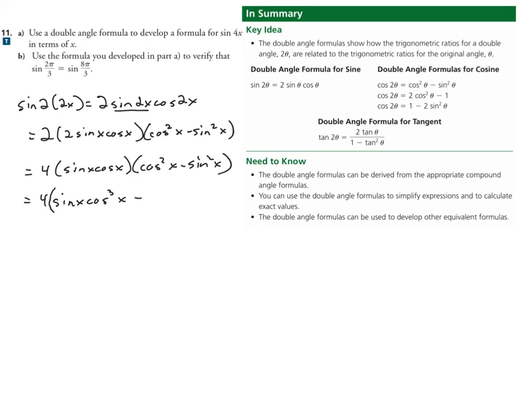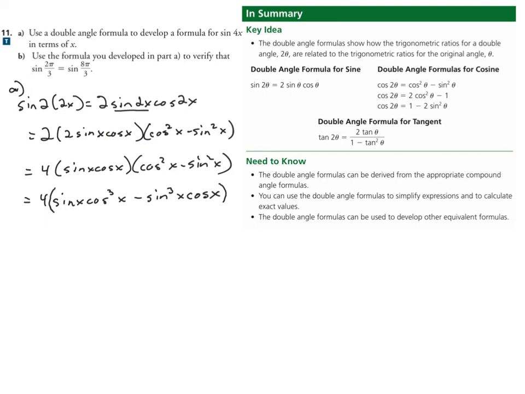minus sine cubed x cos x. I actually went farther than I needed to go because we already have something in terms of x here. I don't know why I had to go farther here, but I did. Anyways, this is good enough to me.